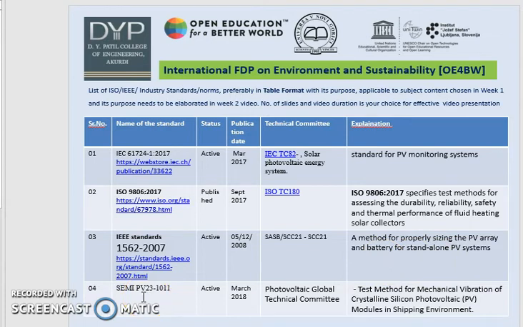The fourth standard I have chosen is SEMI PV 23-1011, which is active, published in March 2018, and the technical committee working on this is the Photovoltaic Global Technical Committee. It gives the test methods for mechanical vibration of crystalline silicon photovoltaic modules in the shipping environment.